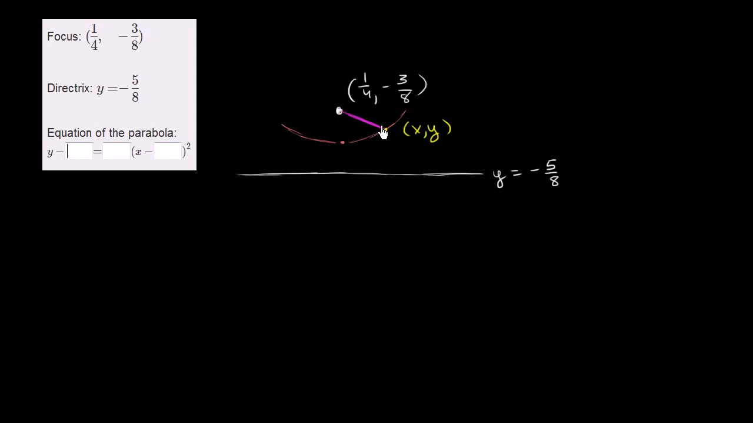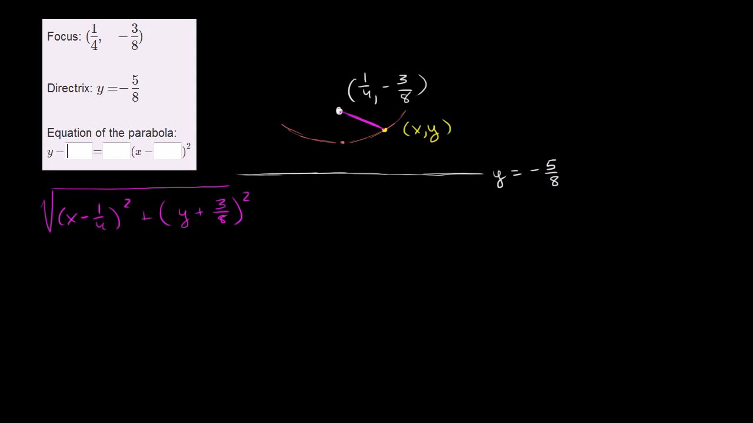Well, that distance just comes straight out of the distance formula, which comes straight out of the Pythagorean theorem. It's going to be x minus 1/4 squared plus y minus negative 3/8 squared. So that's going to be y plus 3/8 squared. So this is our distance squared. We could take the square root, so let me just do that. So this is the distance between any point on the parabola (x, y) and the focus.